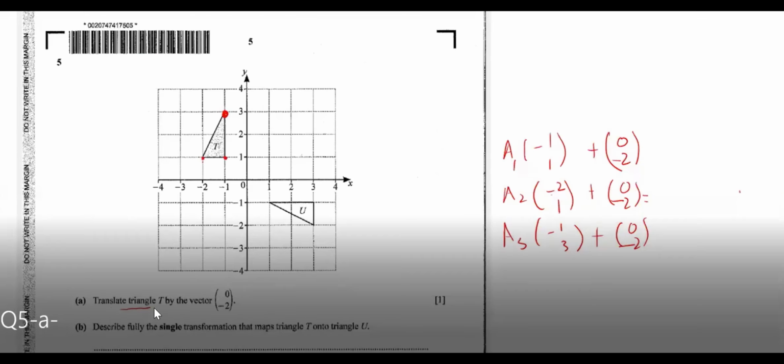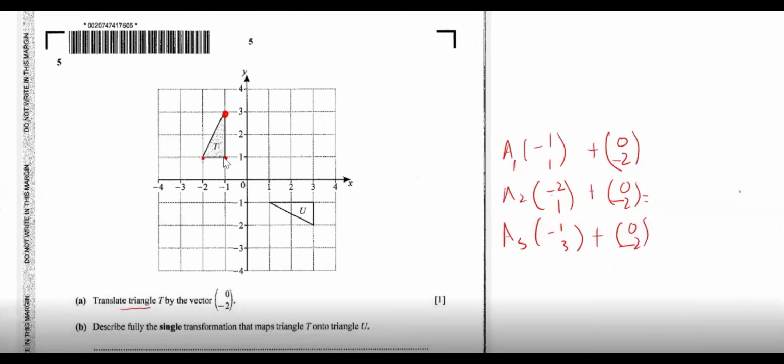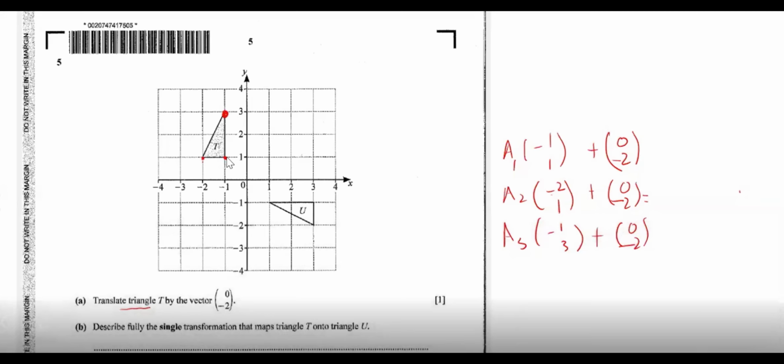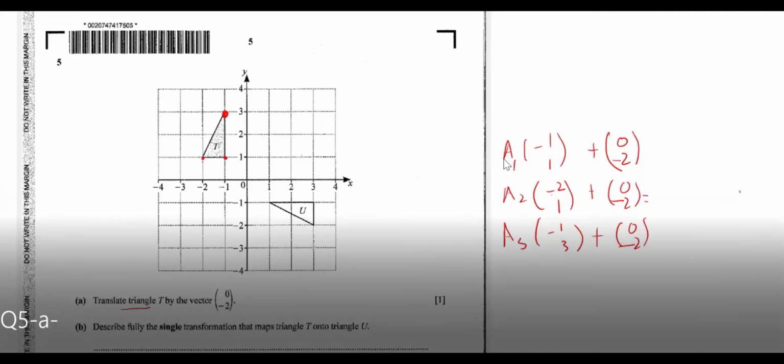Question 5, part A, translate triangle T by vector 0 minus 2. Look here, this is the triangle T, and these are the corner points of this triangle. The coordinates of the corner points here are minus 1, 1, and minus 2, 1, and minus 1, 3. We will represent these coordinates in column vector form. We represent these corner points as A1 minus 1, 1, A2 minus 2, 1, and the last corner point is minus 1, 3.